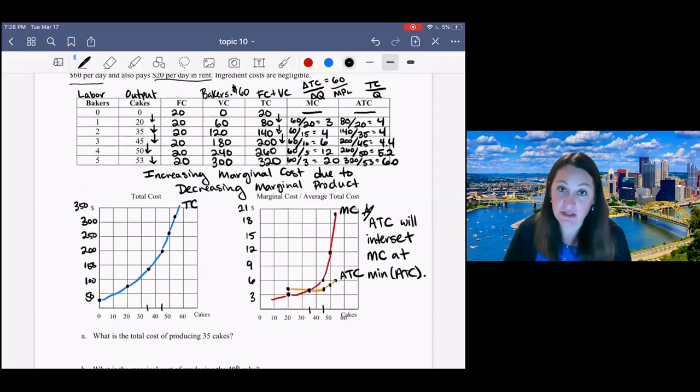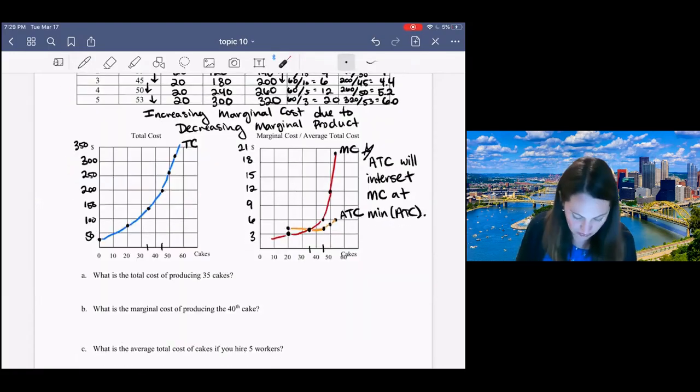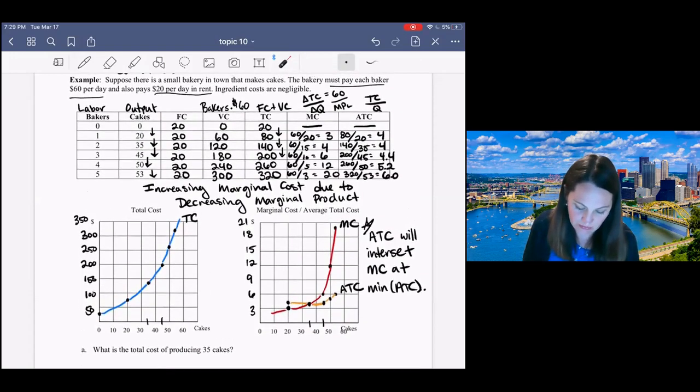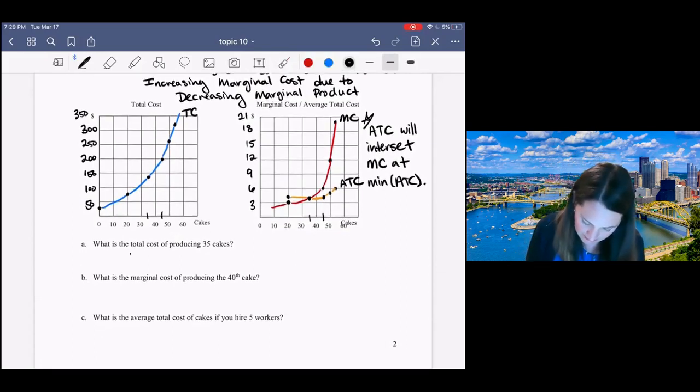Then the last thing I want to do is to practice reading numbers off of this table. Our first question is, what is the total cost of producing 35 cakes? All I have to do is find 35 cakes. In order to produce 35 cakes, I've got to hire 2 workers. And I'm going to come over to my total cost column, and I see that the total cost of that would be $140. Right.